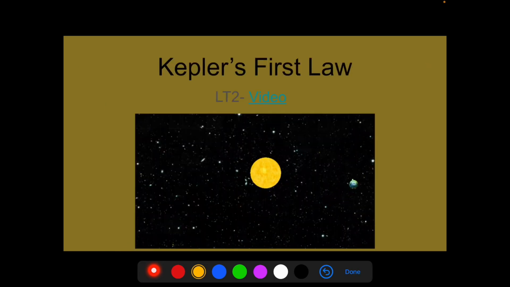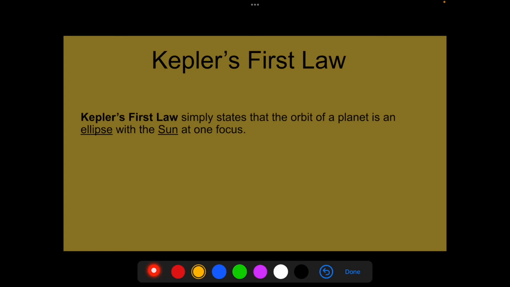Okay, so let's talk Kepler's first law. This is now learning target 2, looking at Kepler's first law. Kepler's first law is often called the law of ellipses. It says that all orbits are elliptical. That's straight up Johannes Kepler's first law: the orbit of a planet is an ellipse with the sun at one focus.